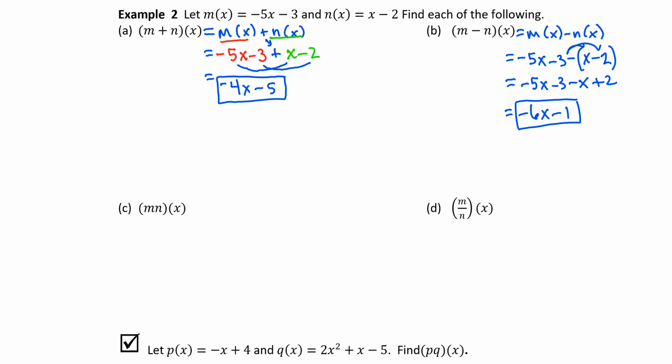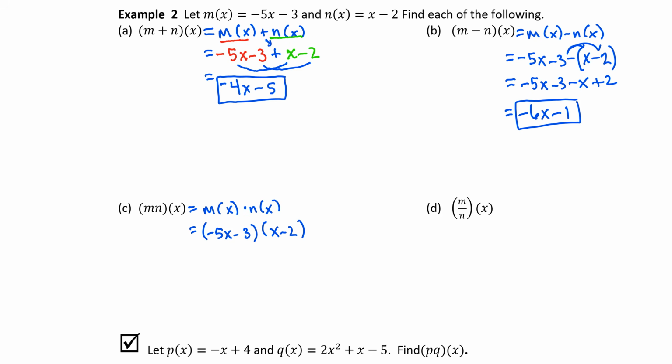The next example is m times n of x. This means the function m of x times the function n of x. M of x is the function negative 5x minus 3, and n of x is the function x minus 2.